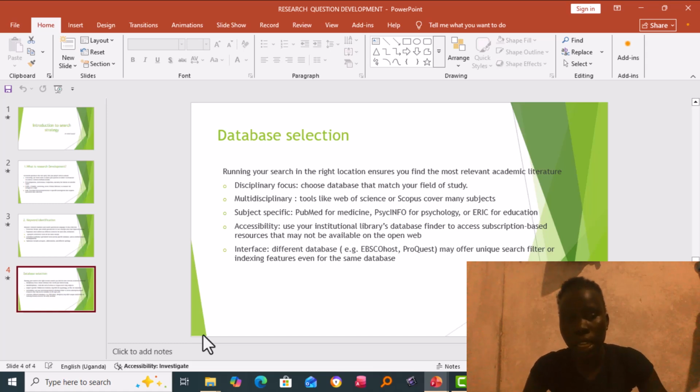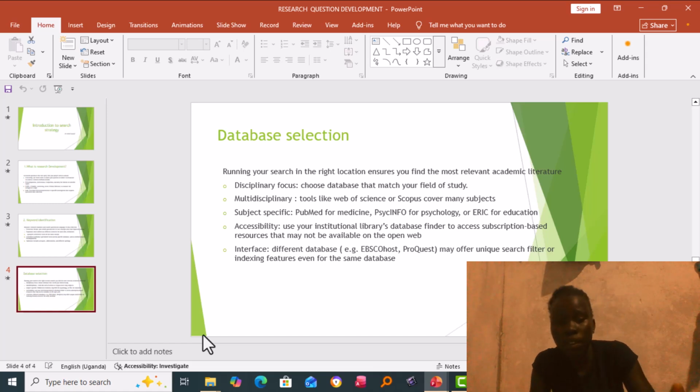Under database selection, we have the disciplinary focus. Choose databases that match your field of study. And the other thing is subject-specific databases. We have PubMed for medicine, PsycINFO for psychology, and ERIC for education. That is the database that is used for education.